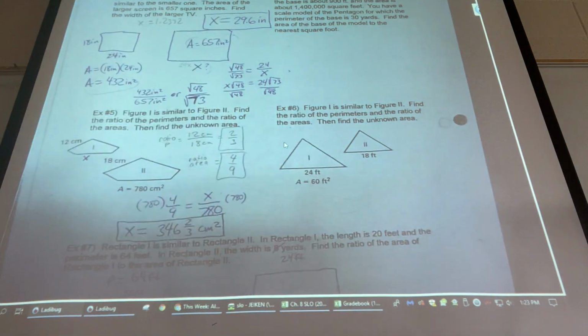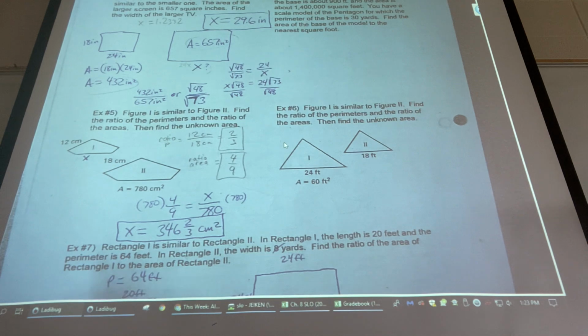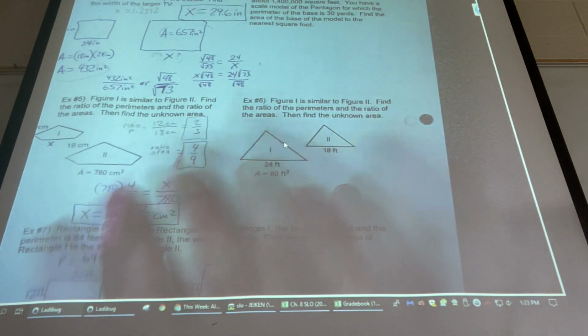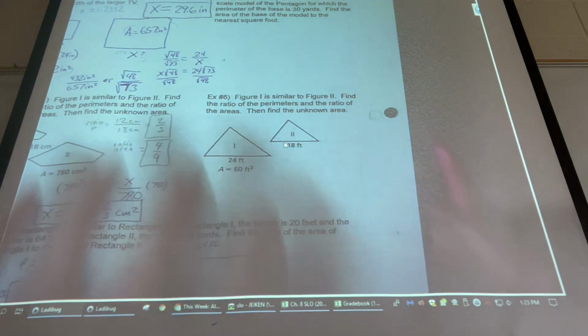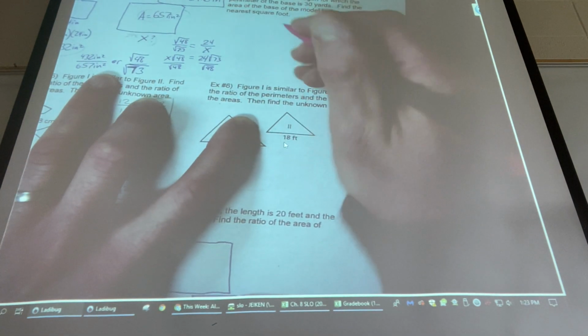Well, let's do one more. Example 4 says the Pentagon in Washington, D.C. is a regular pentagon. Do you guys know what we mean by regular? Same side lengths and same angle measures. Yep. So draw yourself a pentagon.